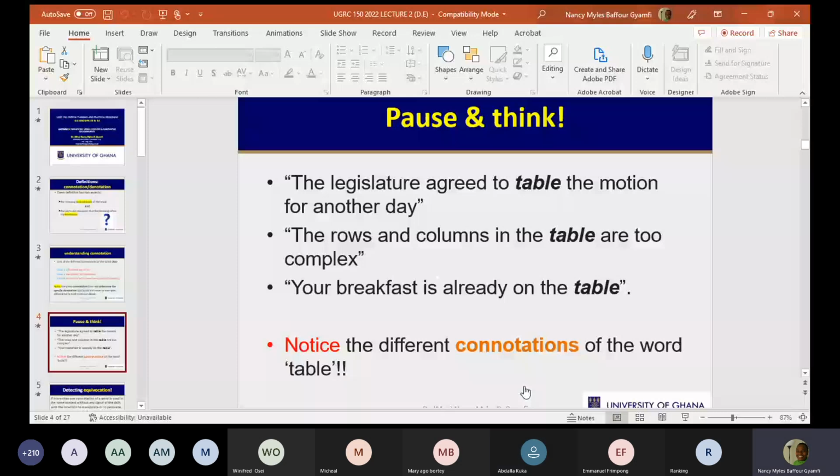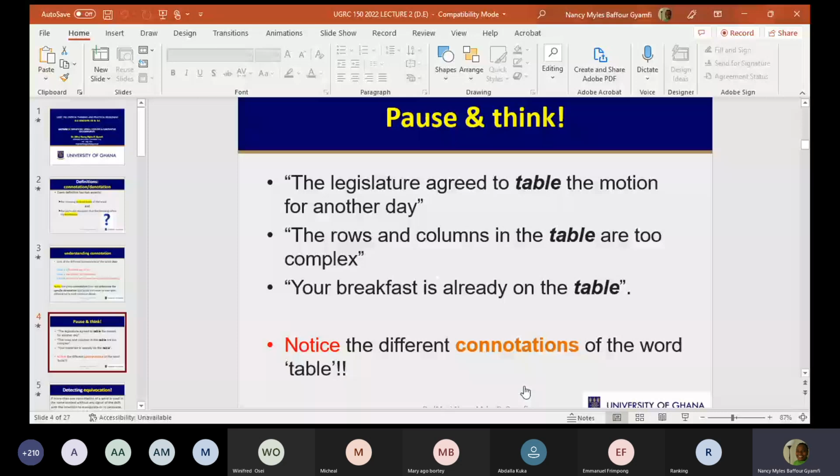So a graph, or say an Excel sheet or something like that, where we have columns and rows on it. Exactly. So here too, we are using the word table, but we are not saying we are going to bring it up for discussion. No, it's another sense, another connotation of the word table.